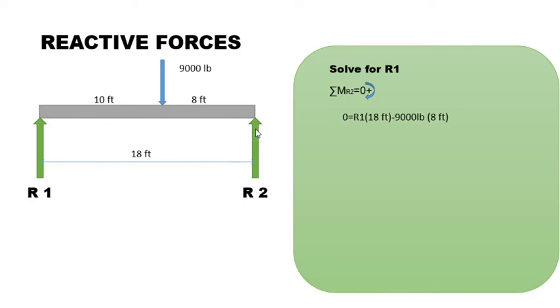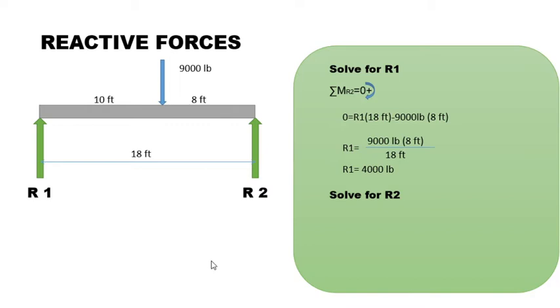Which is R2. So minus 9,000 pounds. Negative, because the direction is counterclockwise. The distance from R2 is 8 feet, so times 8. So we have R1 equal to 9,000 pounds times 8 feet divided by 18 feet. So the reaction is equal to 4,000 pounds. So we have now R1, and we're going to solve for R2.